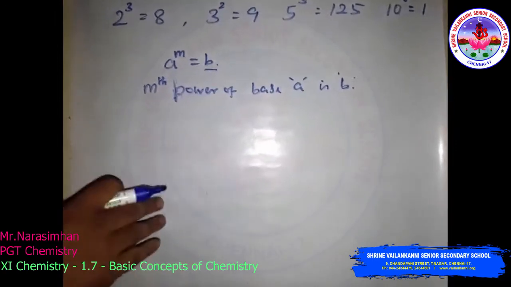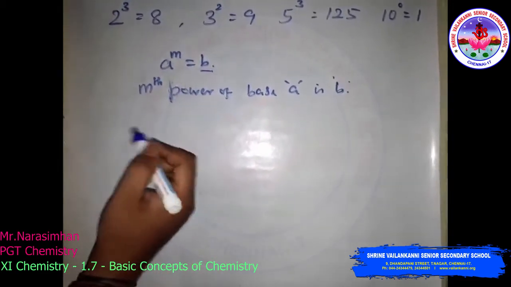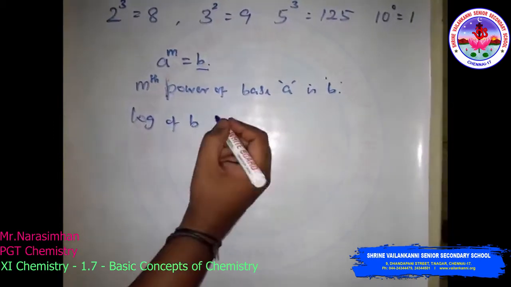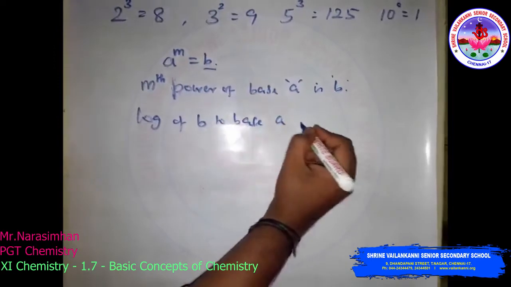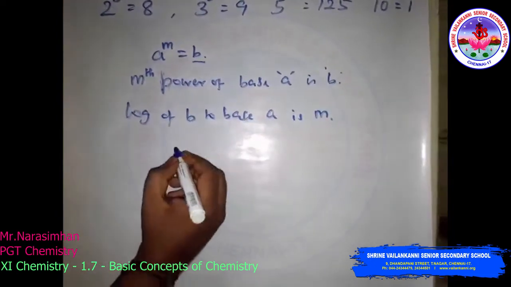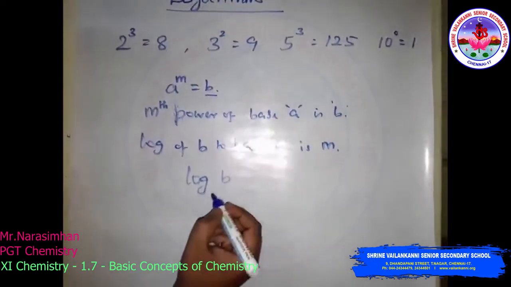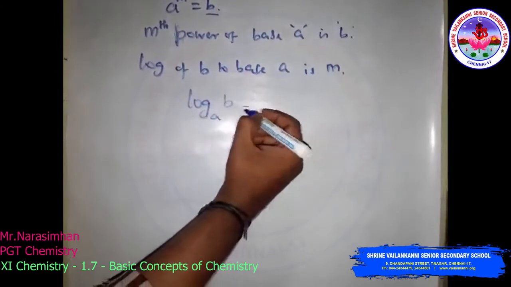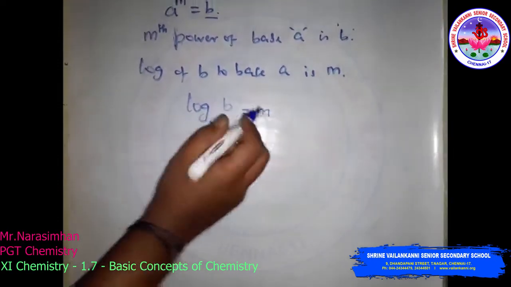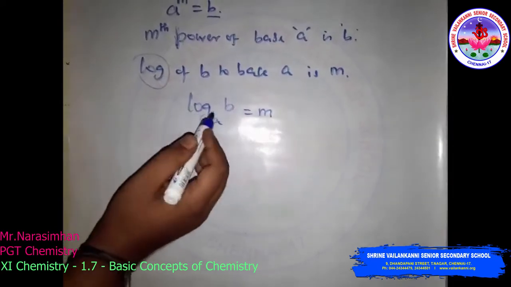Another way of stating that same fact is: the logarithm of B to the base A is M. This is also the same fact, that is, log of B to base A is M. So we write log of B, the base is A, is equal to M. This is the way you write the log term. The logarithm of B to the base A is equal to M. You can use just the simple word log instead of logarithm.